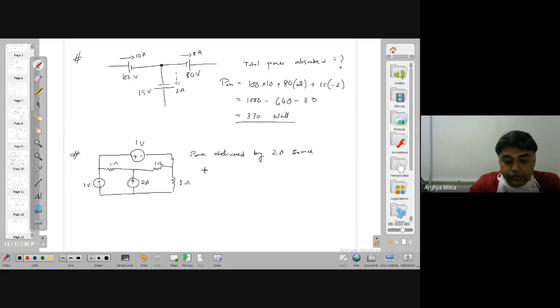So how can I find it out? So if I get the voltage at this node, then voltage multiplied by this current will give you the power delivered by this 2 ampere source. So I need to find out the voltage here, V, right? So that means go with the KCL. But I don't have this voltage, it is unknown to us, V dash. Okay. So how can I get this voltage?